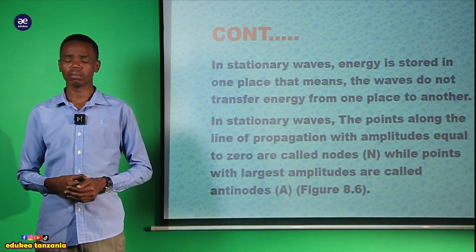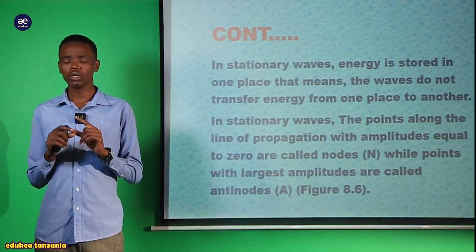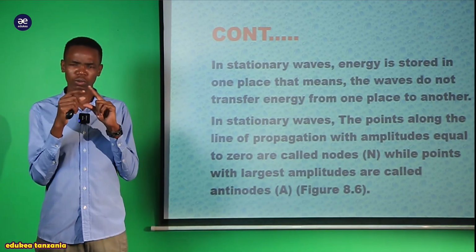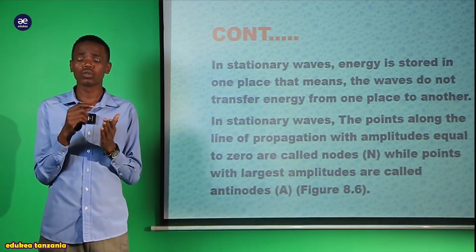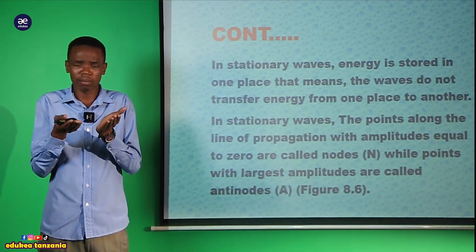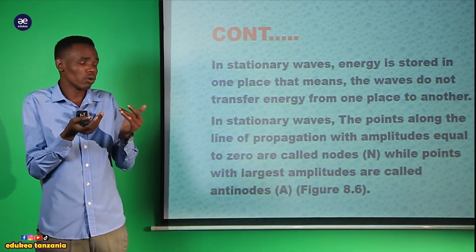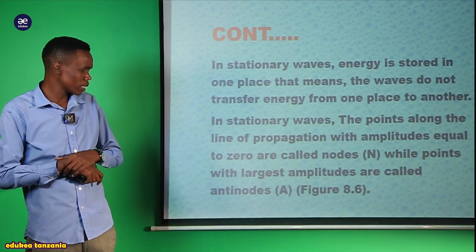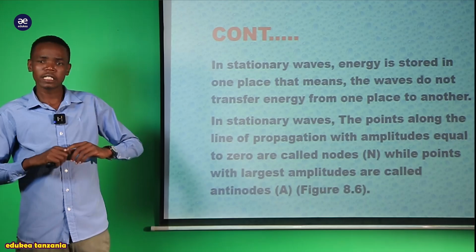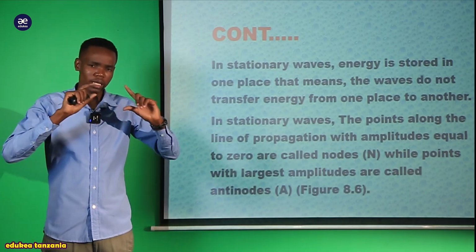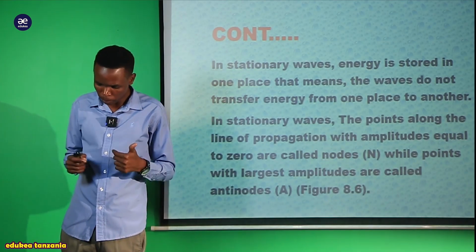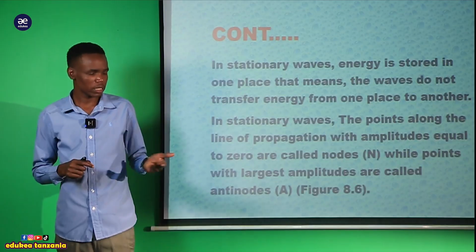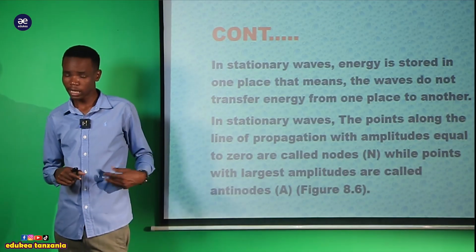antinode. As I told you, my dear student, the point on which the amplitude is maximum is called the antinode. As we have been told, my lovely student, the symbol that represents the node is N, while the symbol that represents the antinode is indicated by the letter A, as we see.